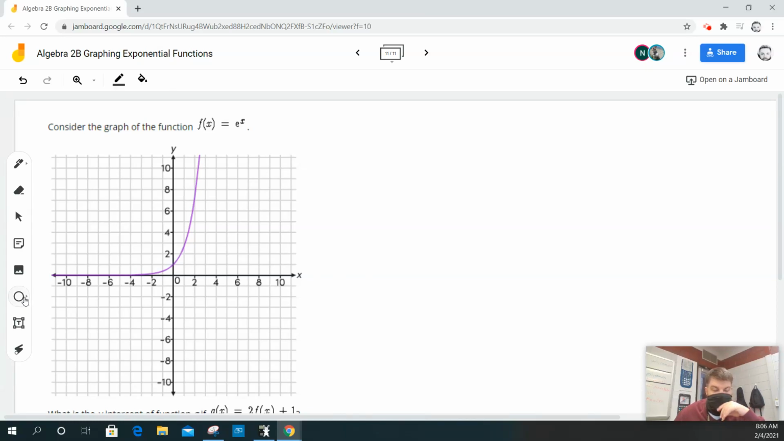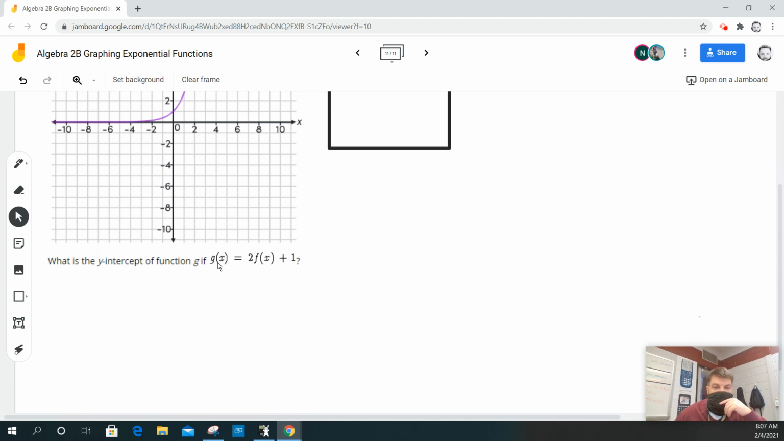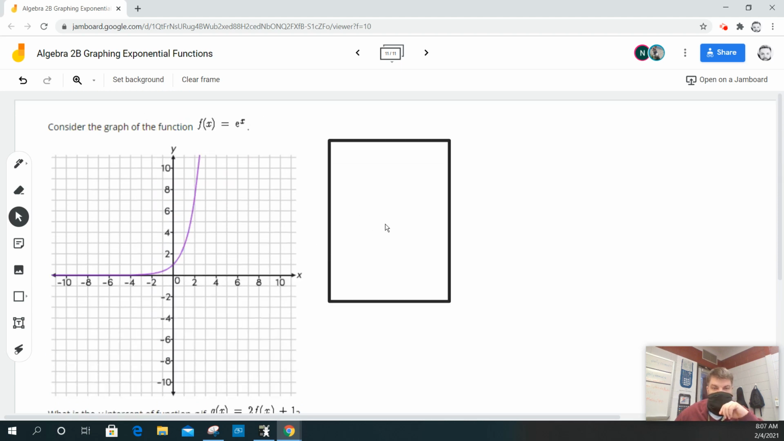So as I look at this problem, it says that I have the function f of x that's equal to e to the x, and then I have the function g of x, which is 2 times f of x plus 1. So what I'm going to do is consider, we can do this on a calculator, and we will, but we don't really need a calculator because they gave us the graph.